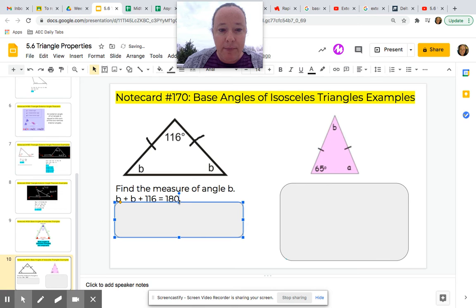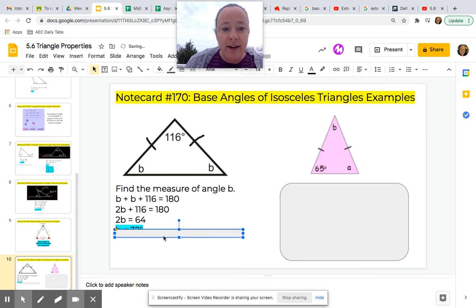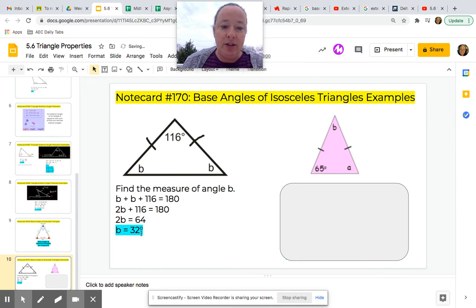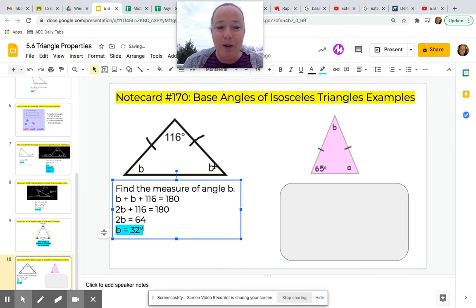So we get B plus 116 all the way around has to equal 180. So that's 2B plus 116 equals 180. Subtract 116, so 2B equals 64. Divide by 2, and you get B is 32 degrees. And you can check, if you plug that in, if it all would add up to 180, and it does.